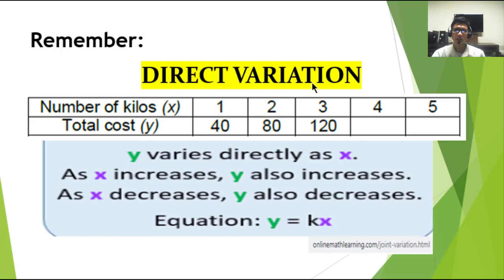Remember, direct variation, as x increases, y also increases. As x decreases, y also decreases. As the number of kilos in our illustration increases, the total cost y also increases. If the number of kilos decreases, the total cost also decreases. And this direct variation has this equation, y is equal to the constant times the independent variable x.